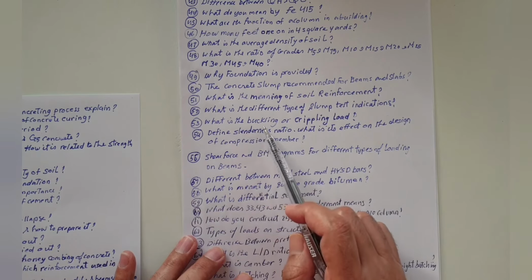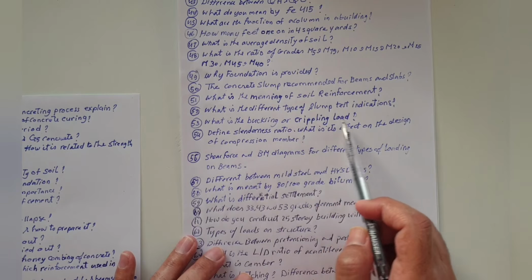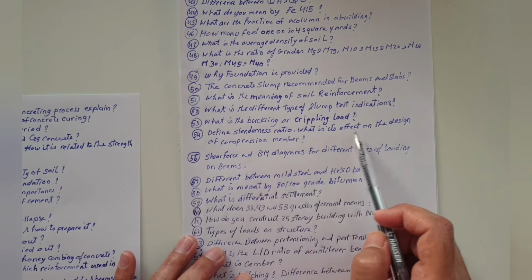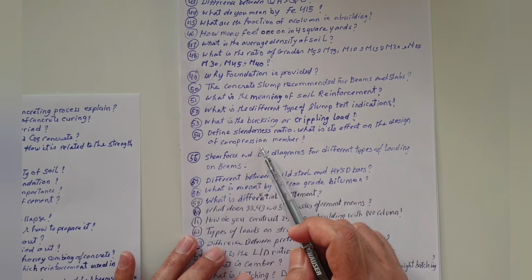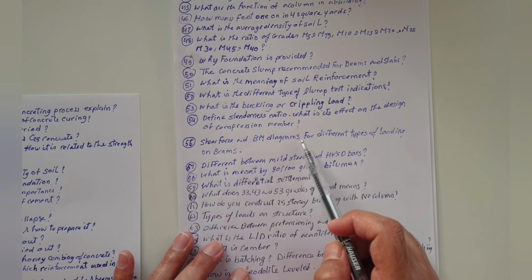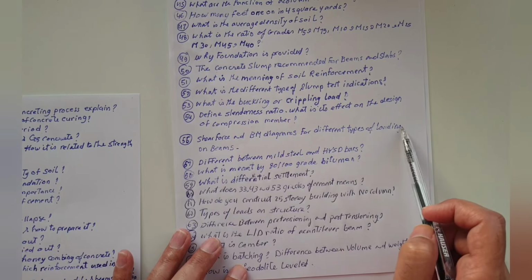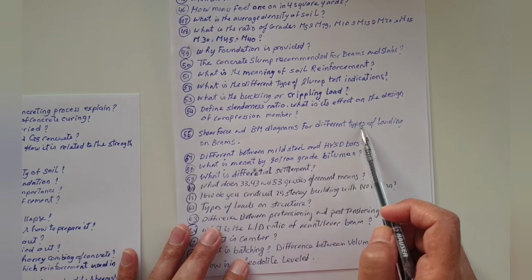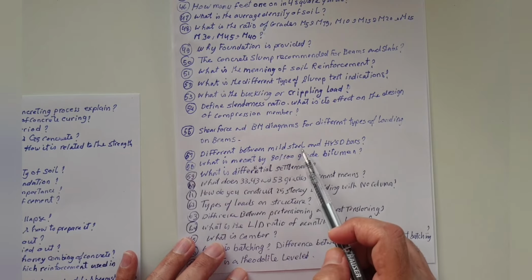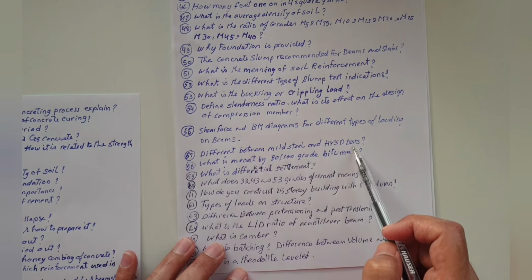What is the meaning of buckling or crippling load? Define slenderness ratio. What is the effect on the design of a compressive member? Shear force and bending moment diagram, and what are the different types of loading on the beam? What is the difference between mild steel and high strength steel bar?